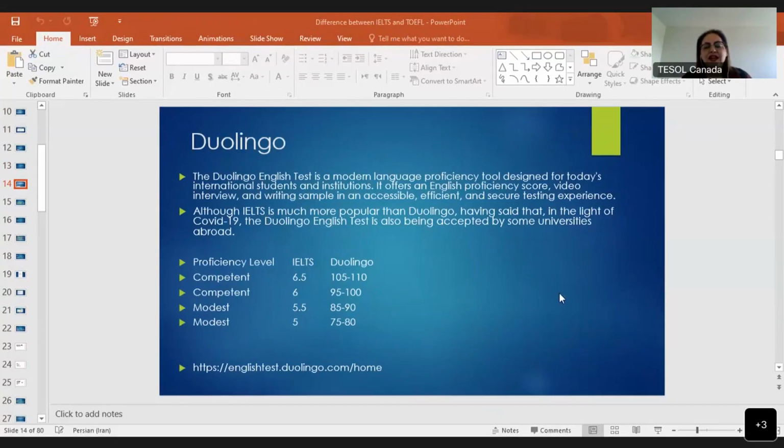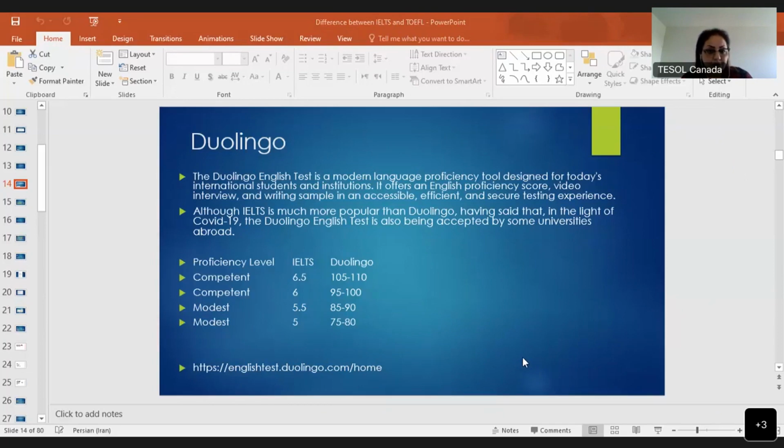I think it's a bit challenging because it's online and it's very important. I mean, the rules are very challenging, but the exam itself is not very difficult, in my experience and knowledge. So the Duolingo English test is a modern language proficiency test. It started after COVID, almost only 3 years ago. It became popular because of COVID and the restrictions because of the epidemic.